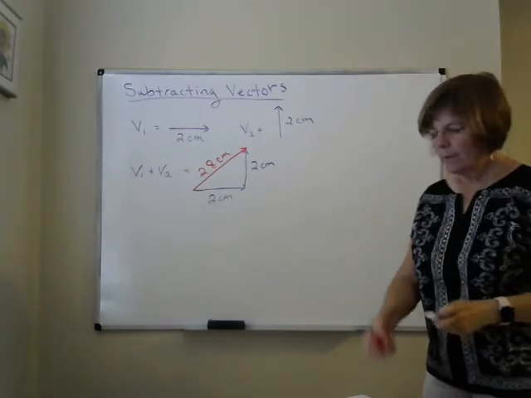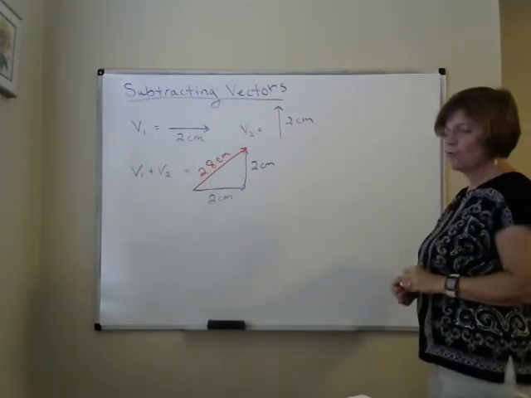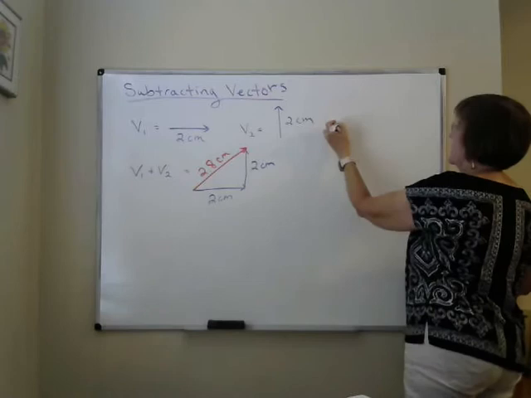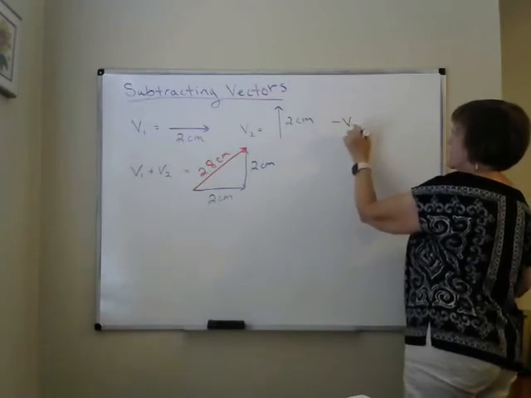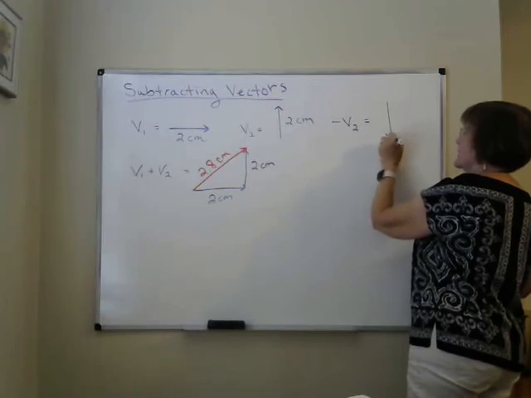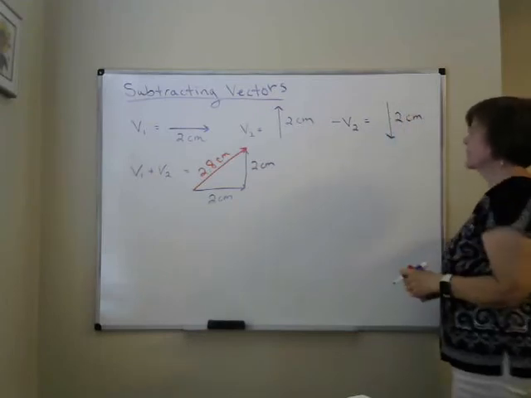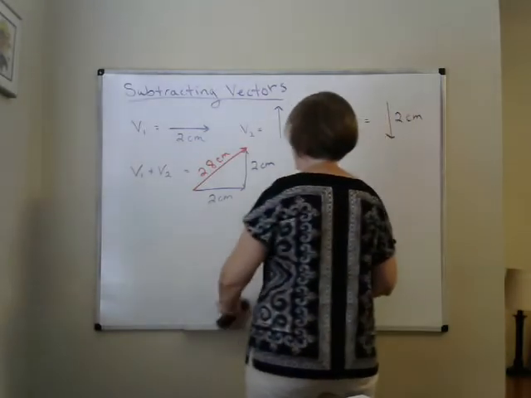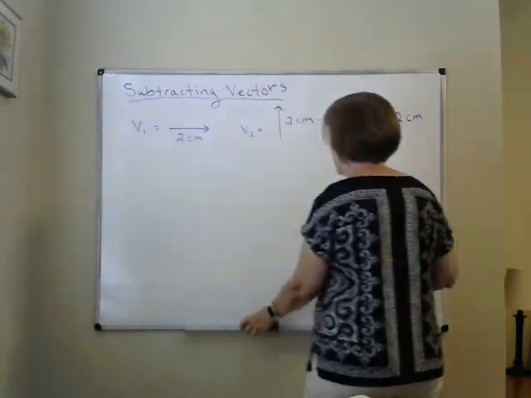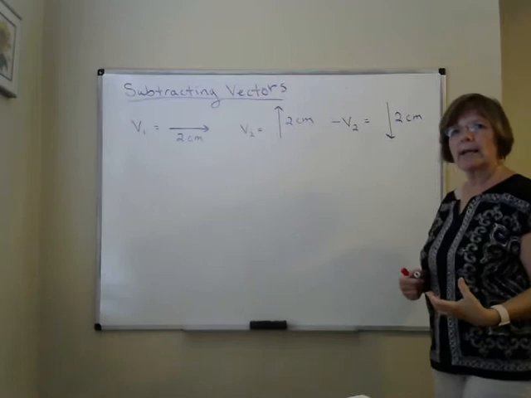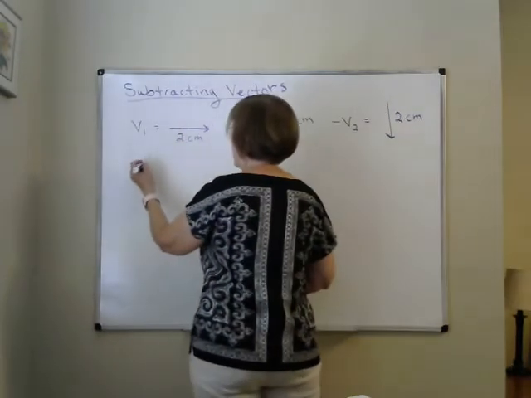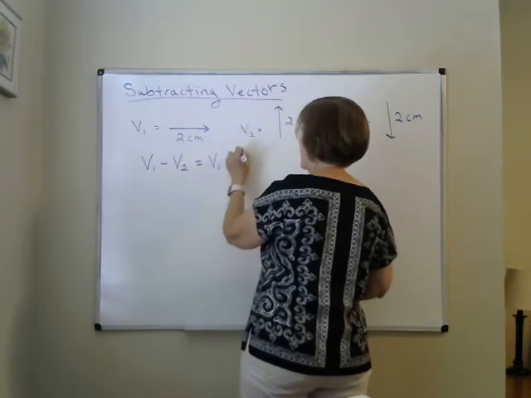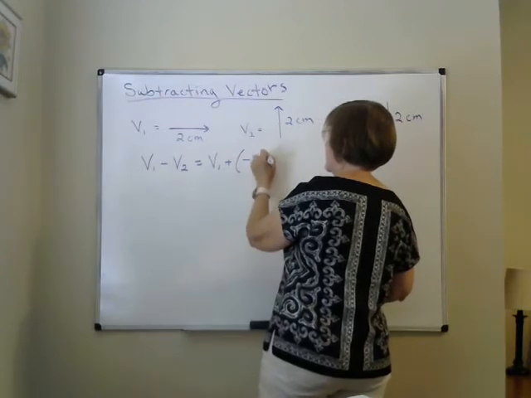Now, what would be different if we subtracted it? When we subtract vectors, we add the opposite. So we make a new vector. Negative V2 looks like this. That is the opposite vector. We often use the term an opposite vector. If we want to subtract, we will have to add the opposites. You probably learned that in algebra. When you want to subtract, add the opposite. So V1 minus V2 is equal to V1 plus the opposite of V2.